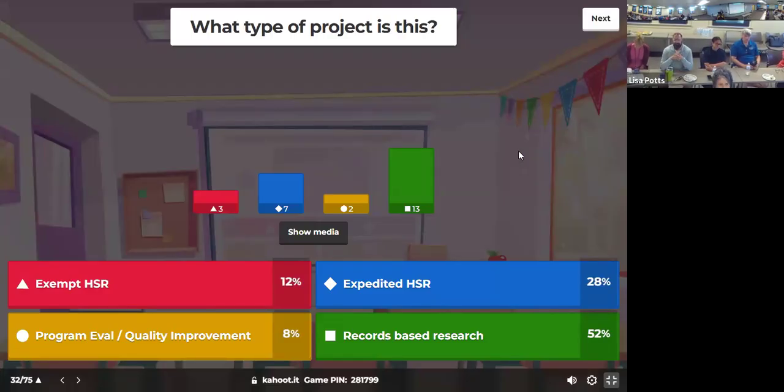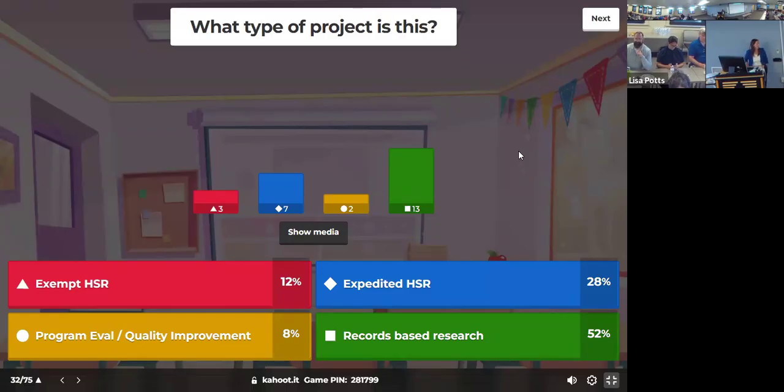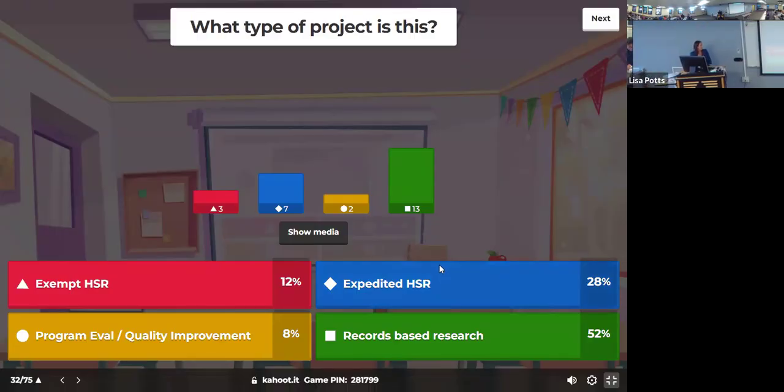Yeah, so I would probably pick records-based research for that type of thing too. Again, probably need a little bit more information, but if you're looking at records to determine how this new tool might be used for diagnostics or something, it's probably going to fall in records-based research.